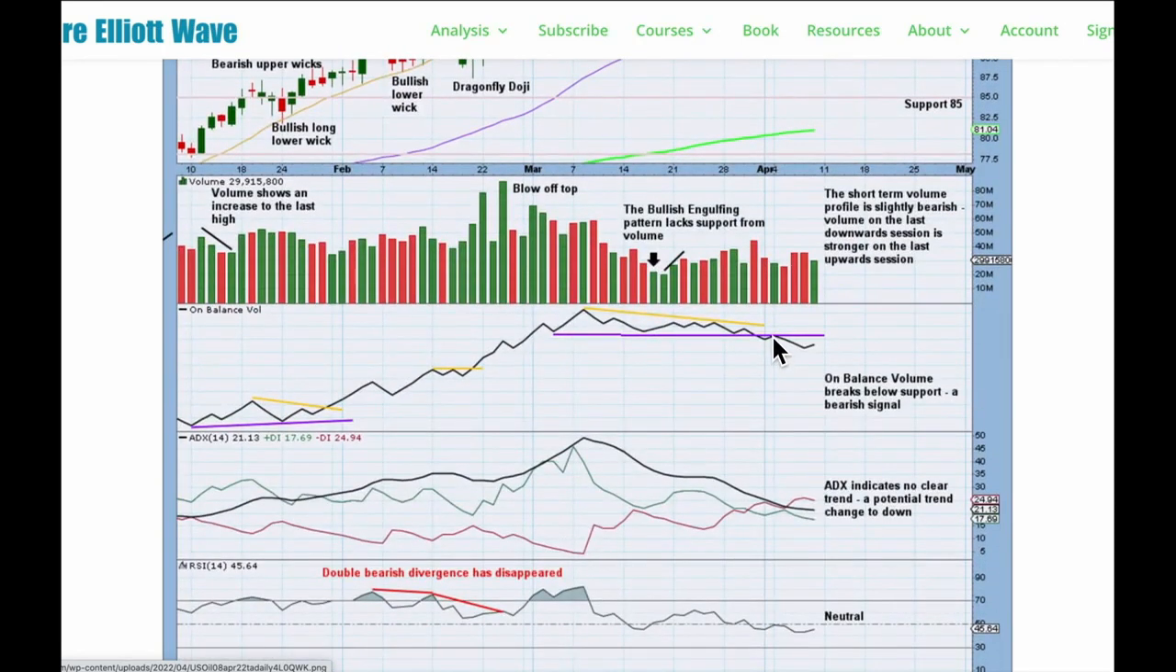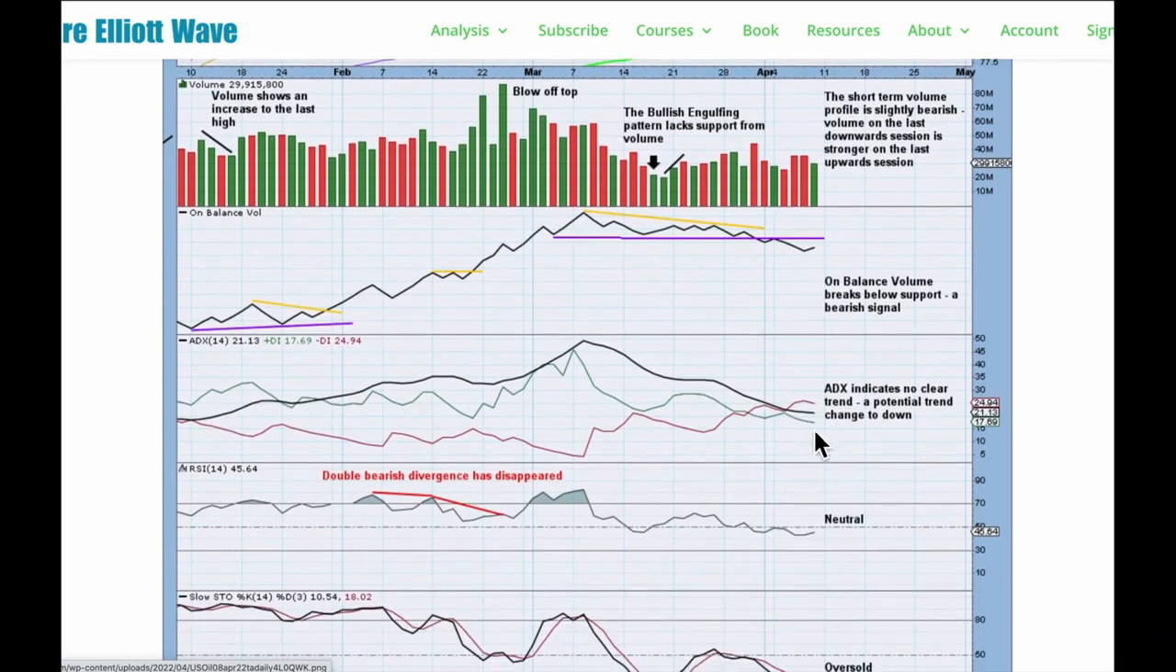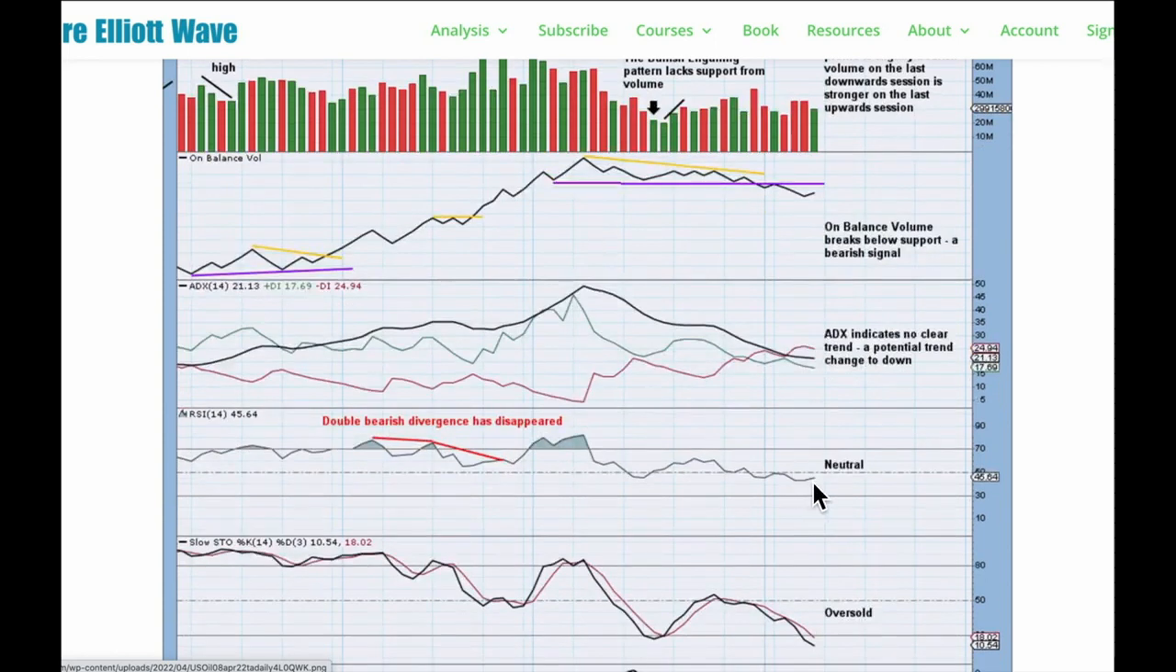The last signal from on-balance volume was bearish, not particularly strong, but it was bearish. On-balance volume broke below support, and then it tested resistance there. ADX is indicating no clear trend, it's still declining. There's a potential trend change to down back here, but no downward trend at the daily chart is indicated yet.